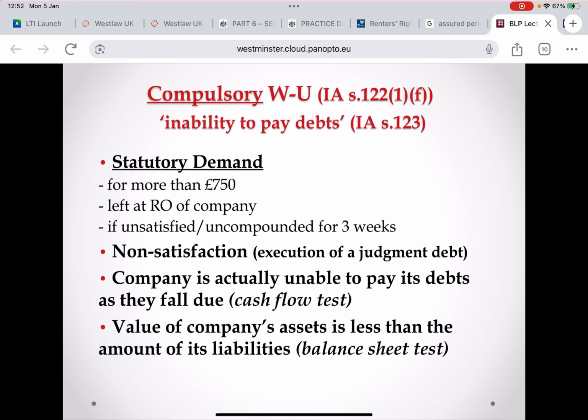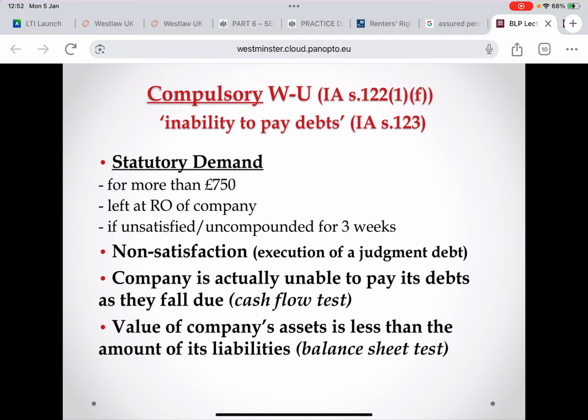So I started off by saying, point number 3, if we've got some clear evidence in open correspondence that the debt is not being paid because the company's got no money. But if we haven't got anything like that, the ordinary unsecured creditor can serve this document in the prescribed form, known as a statutory demand, for a debt exceeding £750 left at the registered office of the company in question, and if not satisfied, or an arrangement made for it in the following 21 days, then you have your evidence of inability to pay debts, which will allow you to take the procedure on to the next step.